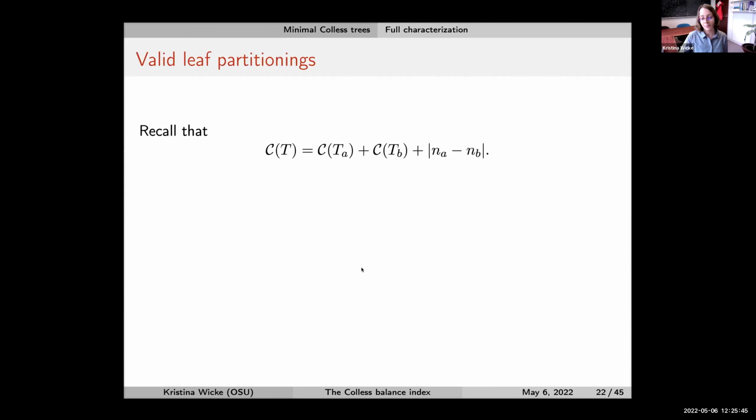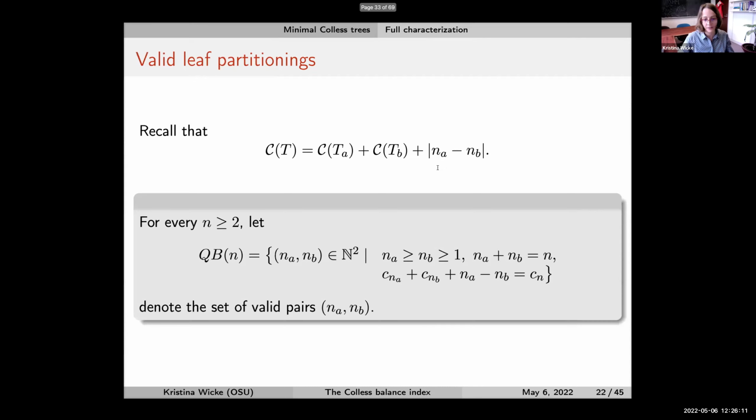And so for that, it's useful to recall this recursive definition or recursive computation of the Colless index. So recall that the Colless index of T can be expressed as the Colless index of TA plus the Colless index of TB plus this difference in leaf numbers. And so the idea is now that we're interested in characterizing valid ways of partitioning n, the number of leaves, into nA and nB.